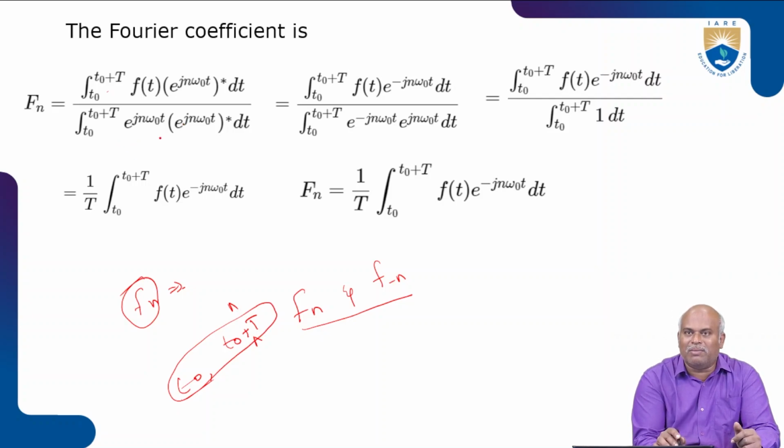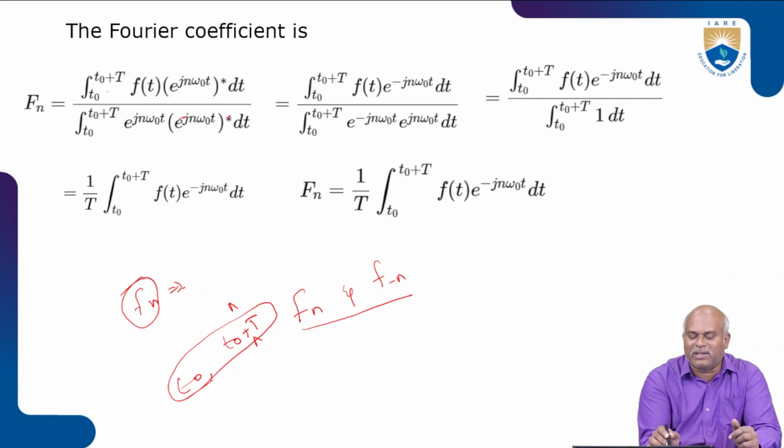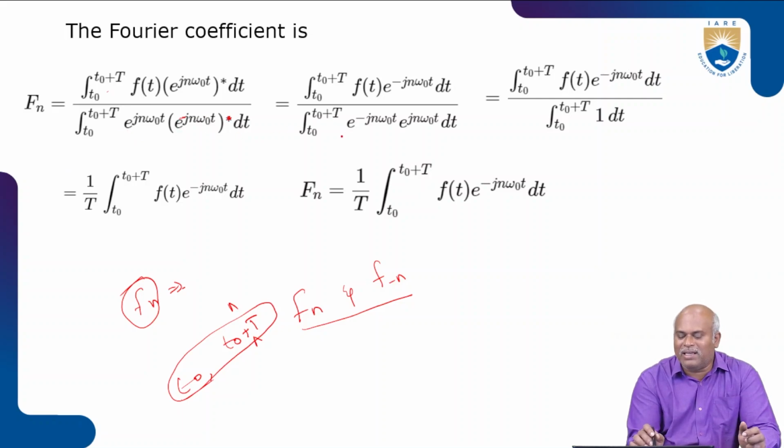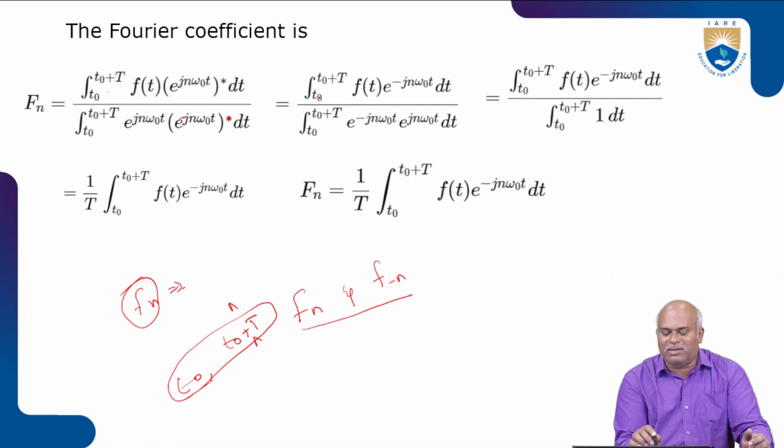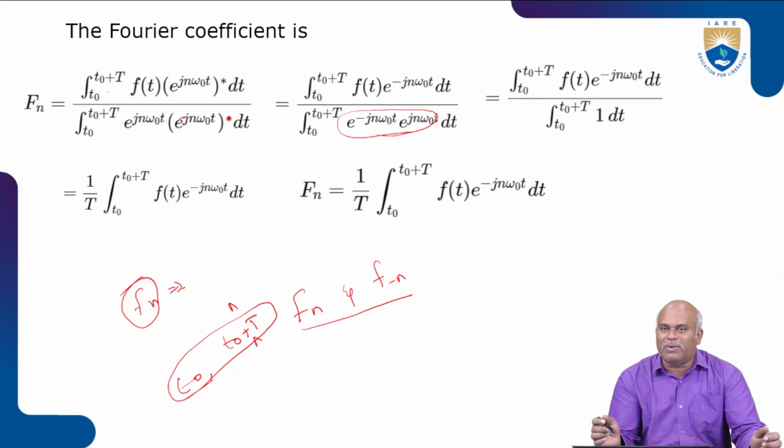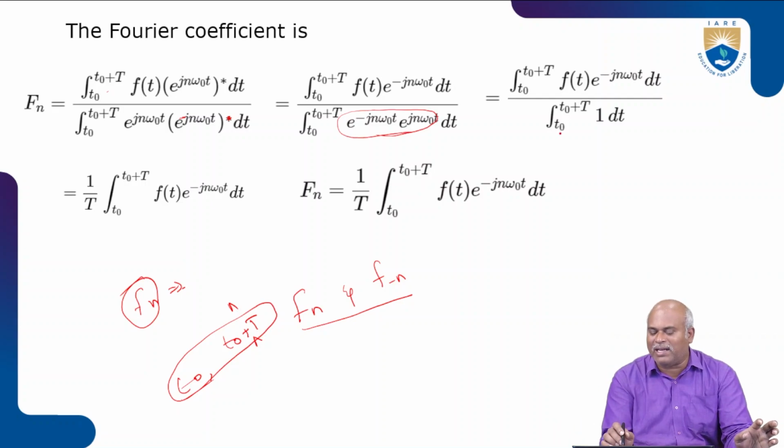So what will happen? These two cancel, because here we get a minus, and if we remove this one we get a minus. So finally we get the integration from t0 to t0 plus T of f of t e power minus j n omega 0 t dt, and this part cancels. E power 0 is 1. I write it like this: the integration from t0 to t0 plus T of f of t e power minus j n omega 0 t dt, divided by the integration from t0 to t0 plus T of 1 dt.